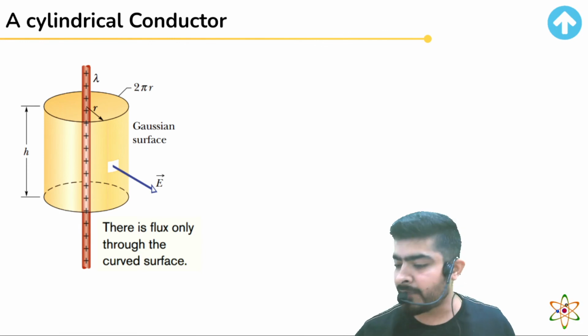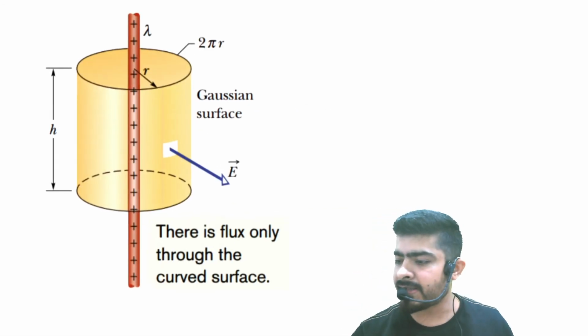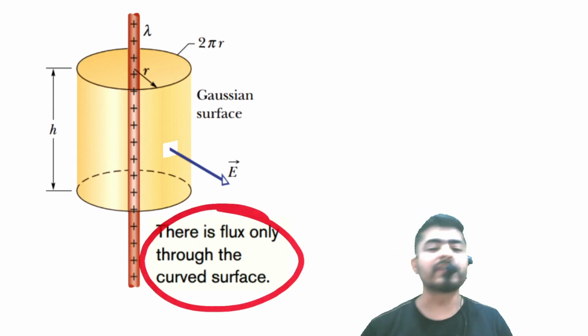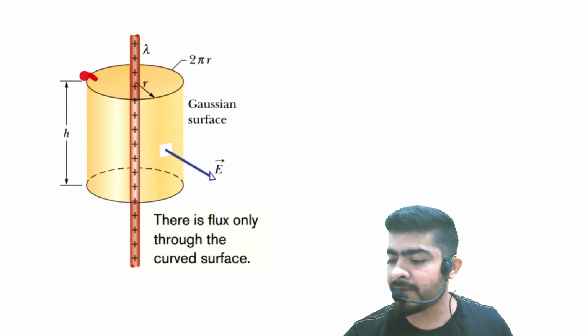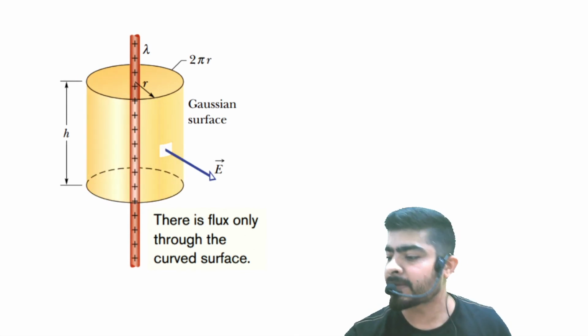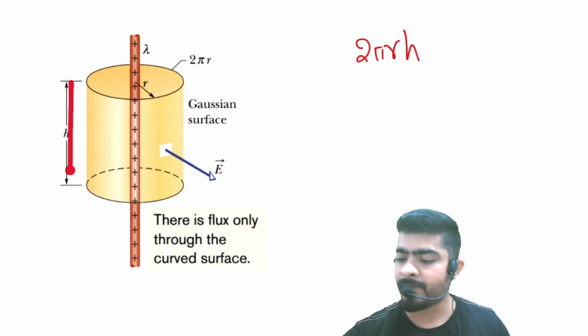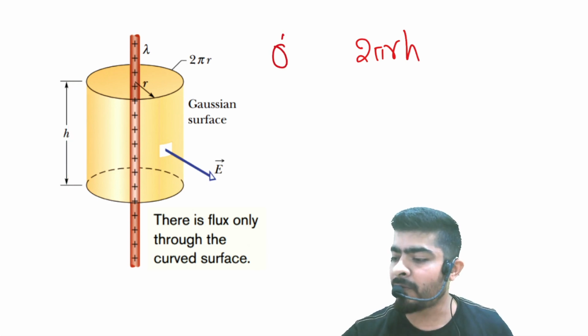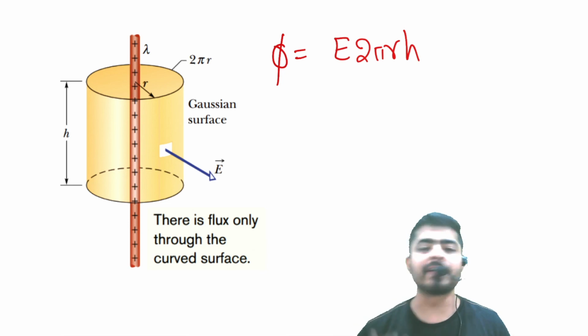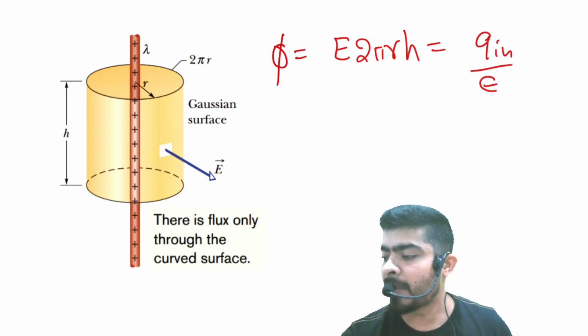So as you can see, the flux will be only through the curved surface. What is the area of the curved surface of a cylinder? 2 pi r into height h. Height h is given. So flux will be electric field times 2 pi rh, and that should be equal to q inside by epsilon naught.